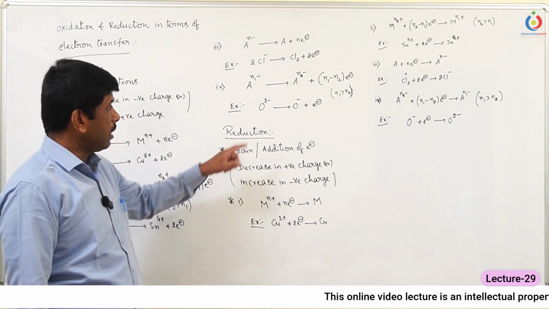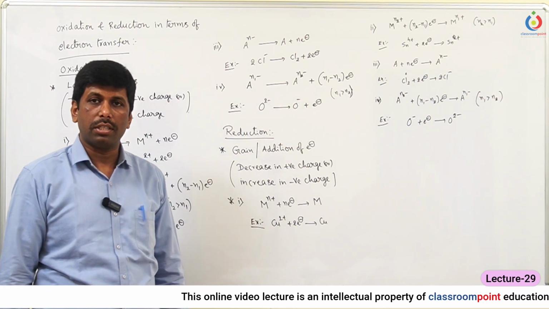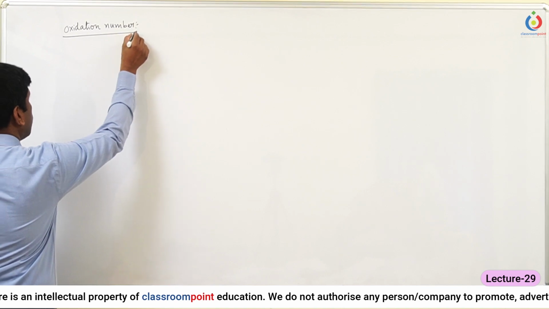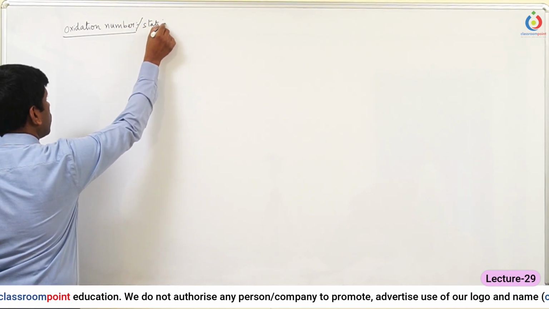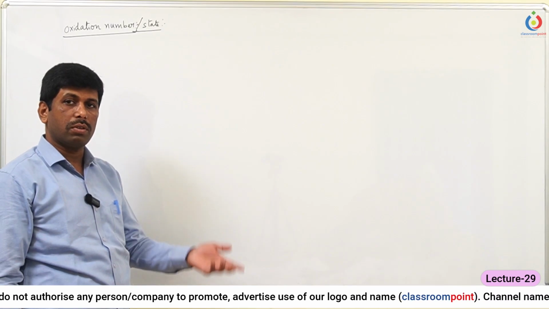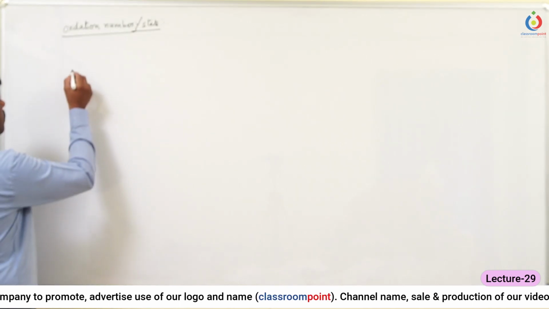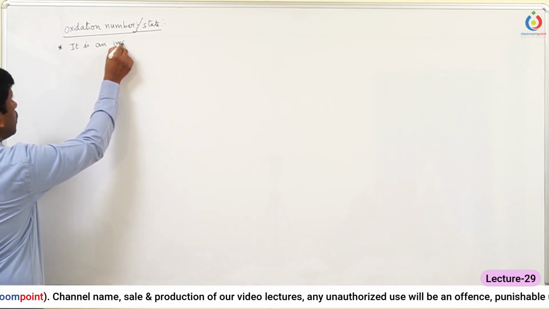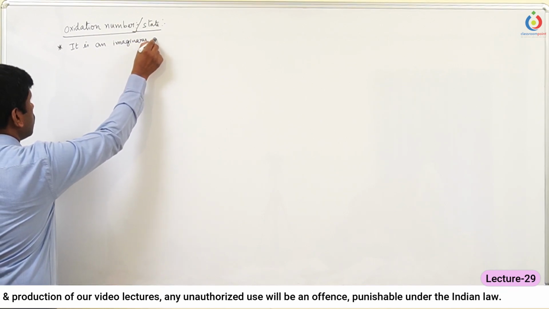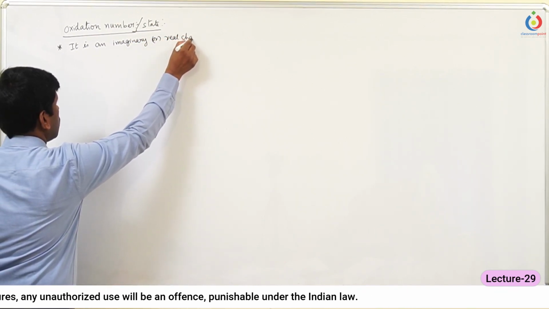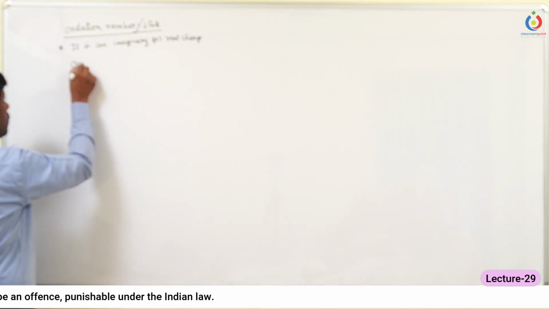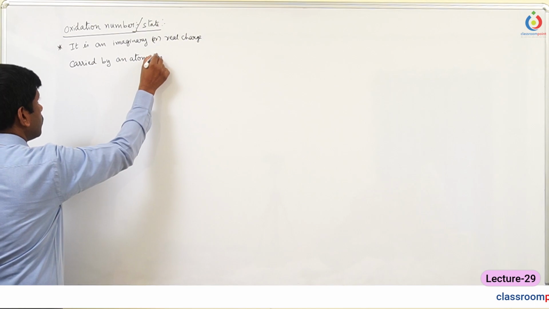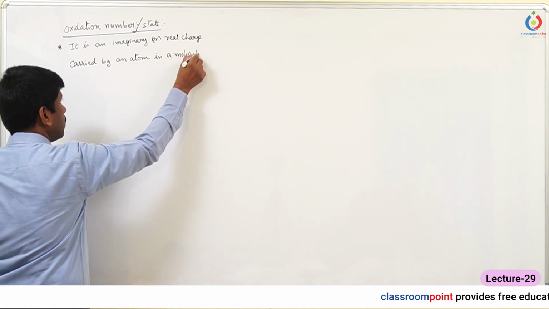Now let us see how to calculate these oxidation values, and what is the oxidation number. Oxidation number, or else oxidation state. State means positive or negative. Number means the value of that positive or negative is called the oxidation number. So basically, oxidation number means it is an imaginary or real charge carried by an atom in a molecule or ion.